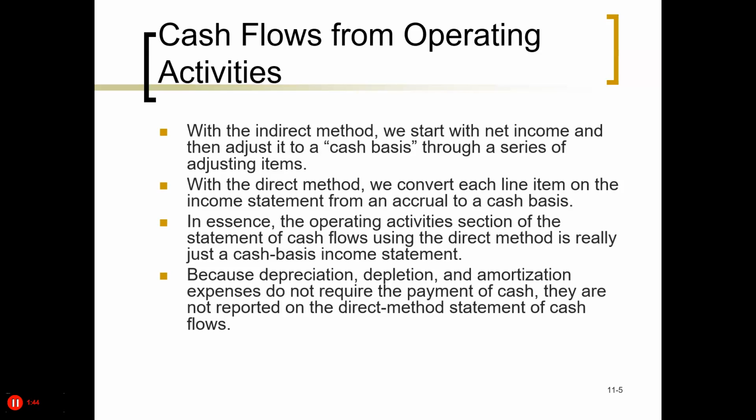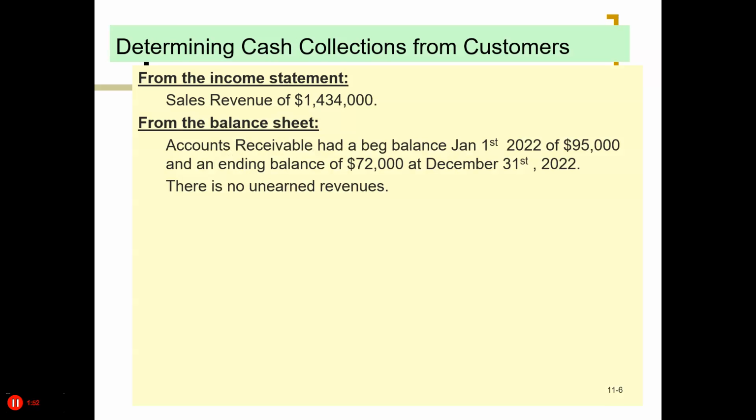Now, what I'm going to do is show you some examples of how we would determine cash for the direct method. Let's take a look at trying to figure out how much cash we collected from customers. First, we'd go to the income statement and get the sales revenue, and then we'd go to the balance sheet and look at anything that would affect revenue, i.e., accounts receivable and unearned revenue. Accounts receivable is because we make sales and we haven't collected the money. And unearned revenue, we've collected the money, we just haven't done the work.